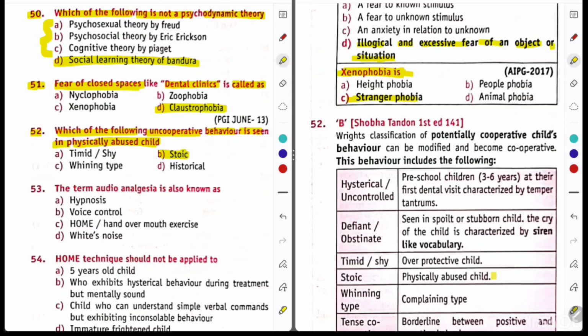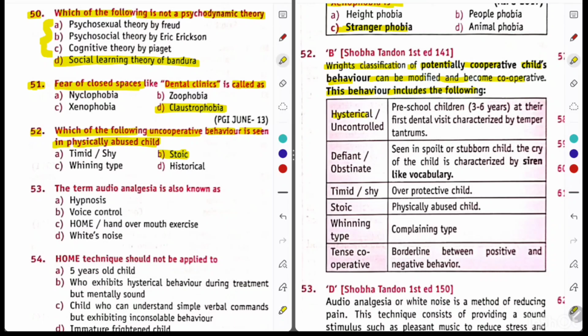Let's see the explanation. Wright's classification of potentially cooperative child's behavior can be modified and become cooperative. This behavior includes the following. Hysterical or uncontrolled behavior is seen in preschool children of 3 to 6 years at their first dental visit, characterized by temper tantrums. Defiant or obstinate behavior is seen in spoiled or stubborn child. The cry of the child is characterized by siren-like vocabulary.